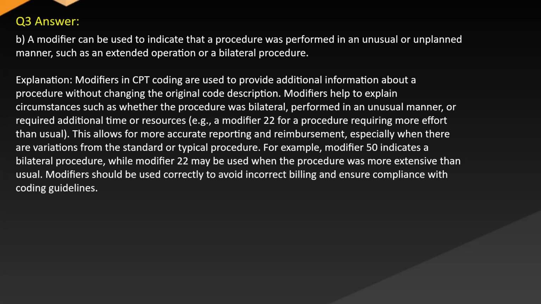This allows for more accurate reporting and reimbursement, especially when there are variations from the standard or typical procedure. For example, modifier 50 indicates a bilateral procedure, while modifier 22 may be used when the procedure was more extensive than usual. Modifiers should be used correctly to avoid incorrect billing and ensure compliance with coding guidelines.